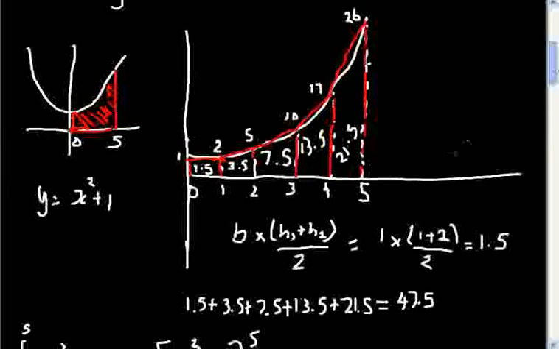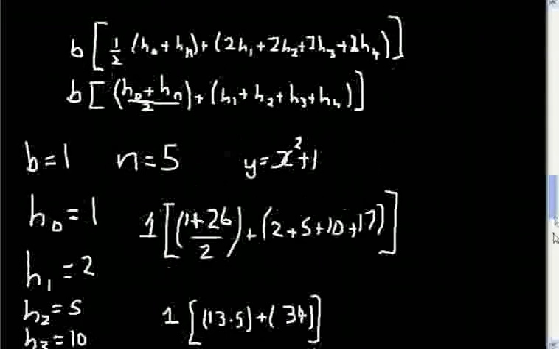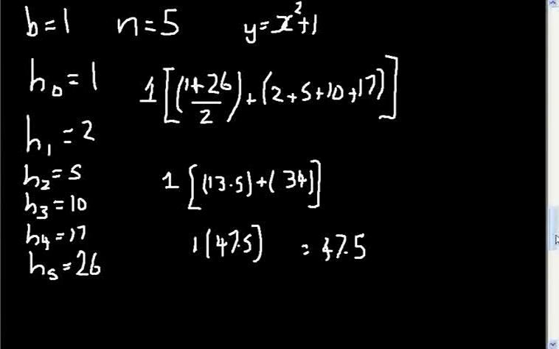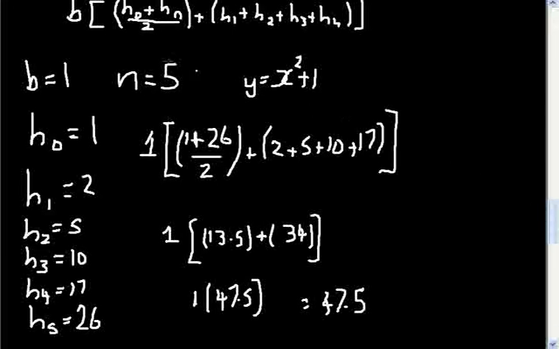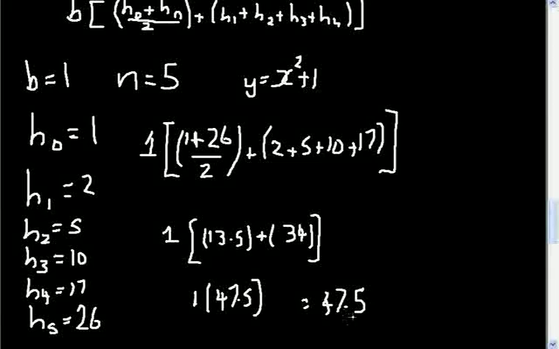Same answer, 47.5, but now we've used the trapezium rule to work it out, because it's simpler. We don't have to individually work out the area of each trapezium. Just plug the values into this formula and you get the answer.